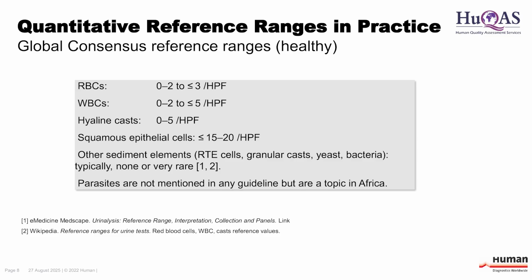There is, of course, some global consensus on it. So we have RBCs, as I said, above 3 cells per high power field, WBCs above 5, and so on. But this is already on a weak basis, and I think if you would ask in the group here, everybody reports something else as abnormal, or as critical ranges.